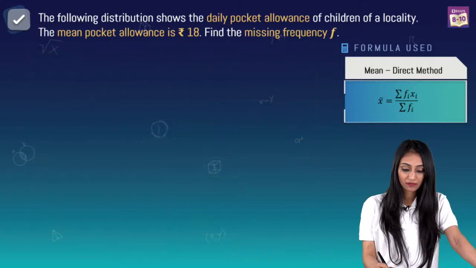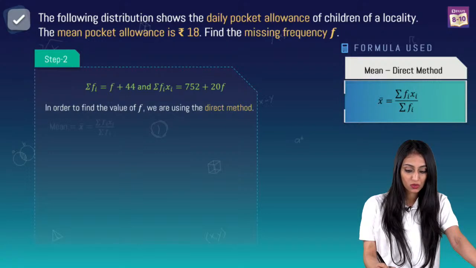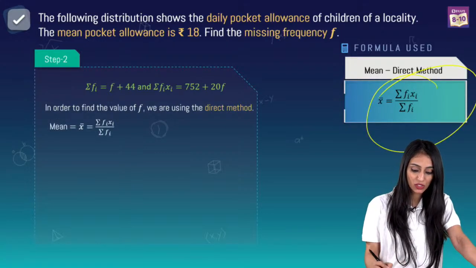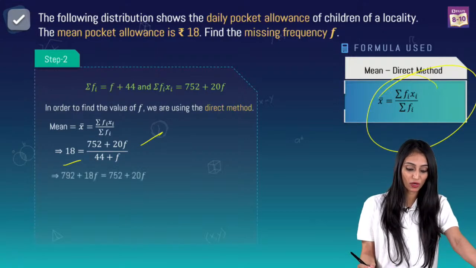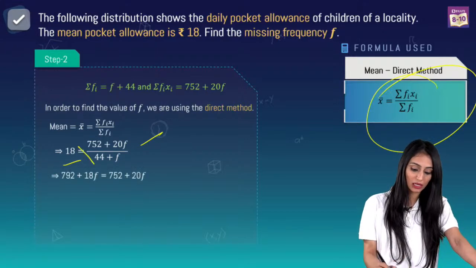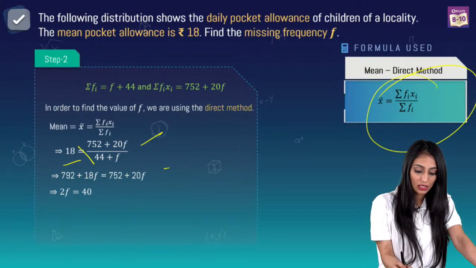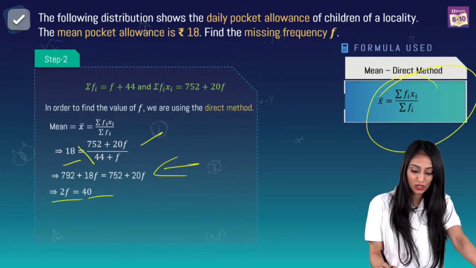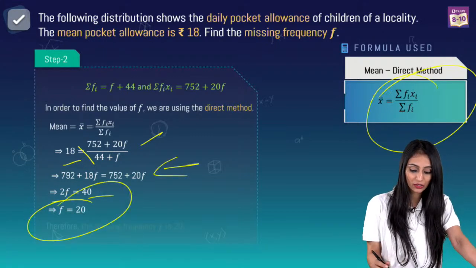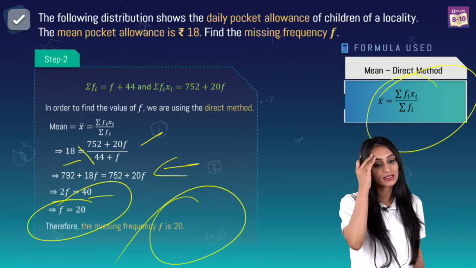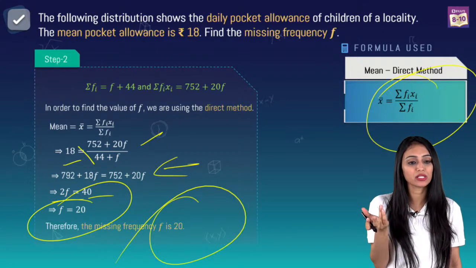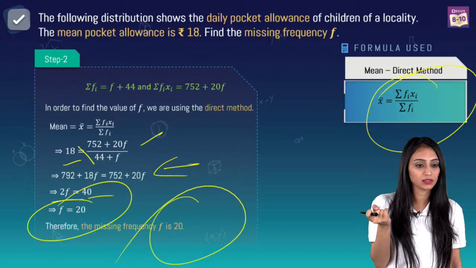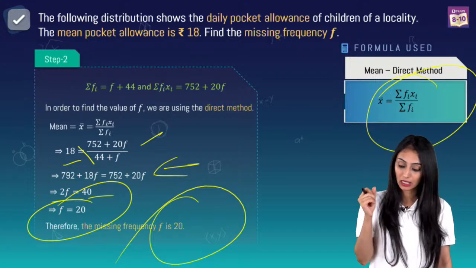So we have these values, and I have the mean also, so I'm using this method. With this formula, I'm substituting the values: 18 equals 752 plus 20f upon 44 plus f. Let's cross multiply this. We land up at this step: 2f equals 40. So f is going to be 20 here. That's the missing frequency. Clear? There is no y in the question. Aditya Mishra, done. Sonali, clear. We can move ahead.